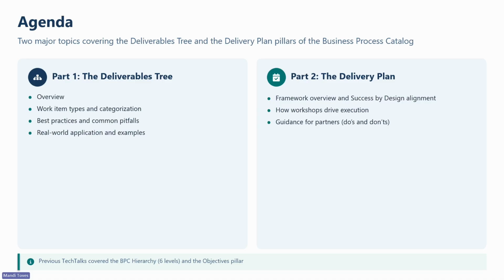We'll then move over and talk about the delivery plan. This is about when and in what sequence that work happens. We'll cover how it's structured around success by design phases, how workshops drive the plan, and again, practical do's and don'ts. Both of these pillars build on what we covered in previous sessions about the business process hierarchy and the objectives pillar. If you attended those, you'll see the same pattern. Today's session will be a high-level review of each tree. In future Tech Talks, we will be diving even deeper into each work item type under the deliverables tree with even more specific guidance.